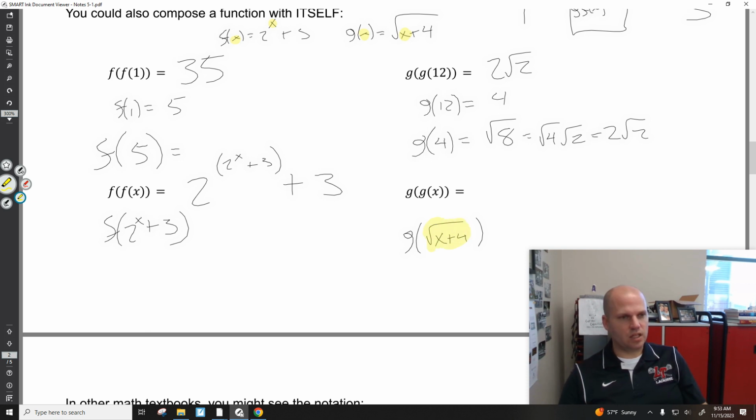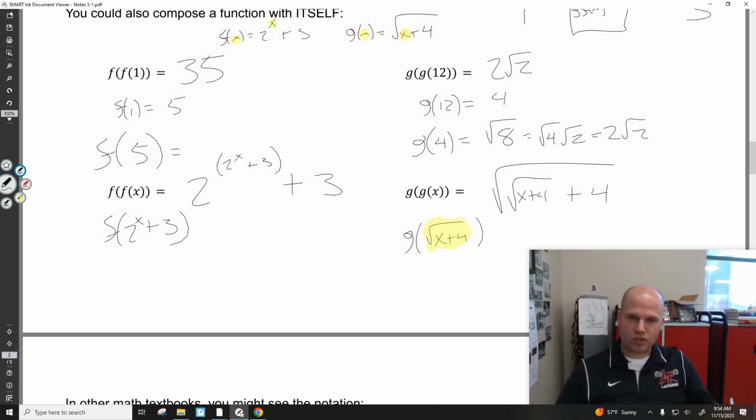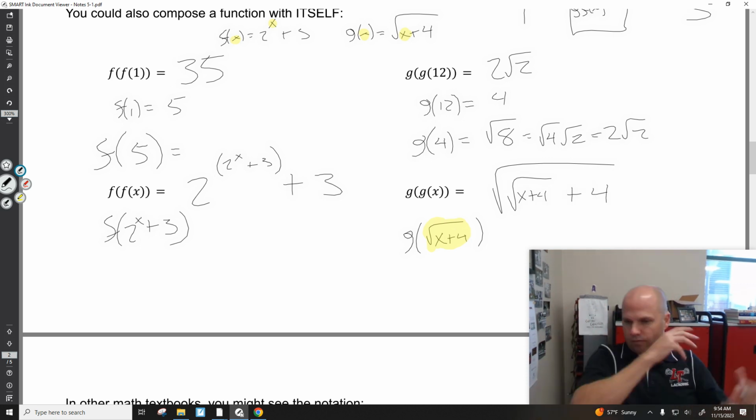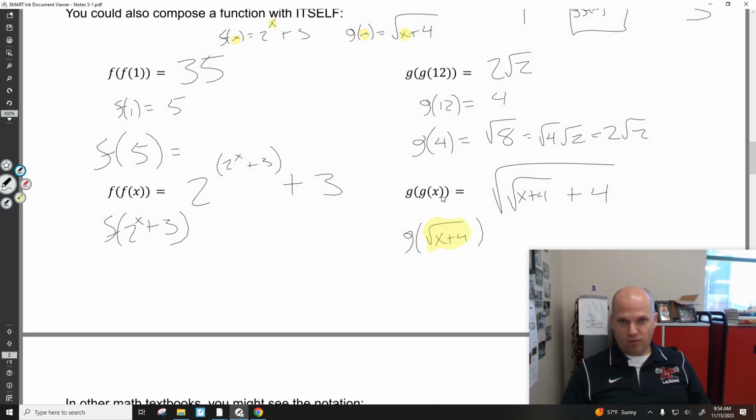I think if there's anything you guys probably need to work on, it's this part of it. This would be the larger machine g inside of g of x. If I plugged in 12, I got the square root of 16 plus 4. It's the square root of 4 plus 4, which is 8. I'm going to get the same answer, 2 root 2.